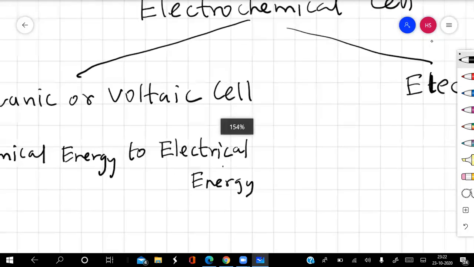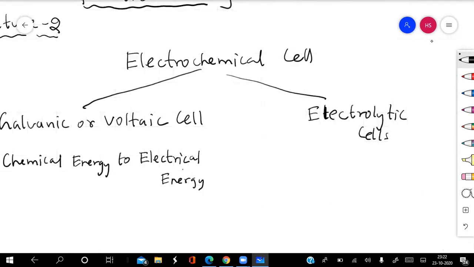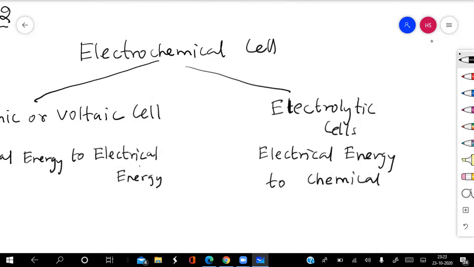On the other side, the electrolytic cell undergoes conversion of electrical energy to chemical energy. So here we get pure chemicals. In an electrolytic cell, we get pure chemicals, like pure NaOH, pure fluorine, pure sodium or pure chlorine. So we say that in the electrolytic cell, we get pure chemicals, or you can also call it chemical energy.